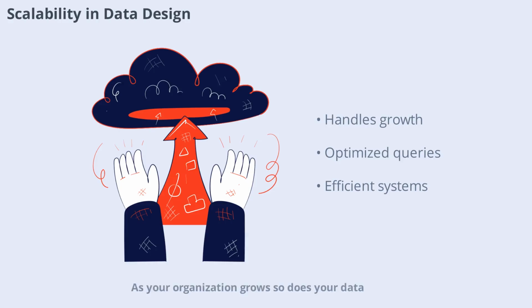As your organization grows, so does your data. Scalability means designing your data systems to handle increased volume and complexity without sacrificing performance. This might involve partitioning data, optimizing queries, or choosing scalable database technologies. Planning for scalability ensures your system remains efficient as demands increase.